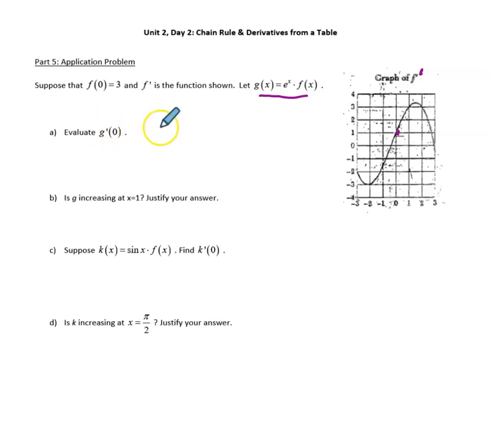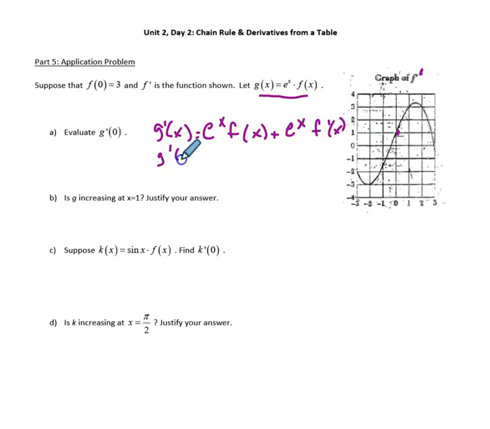So if they want g prime of 0, the first thing we need to do is differentiate g using the product rule. So we have the derivative of e to the x, which is itself, times f of x, plus e to the x times the derivative of f of x, which is f prime of x. And then we need to evaluate at 0.